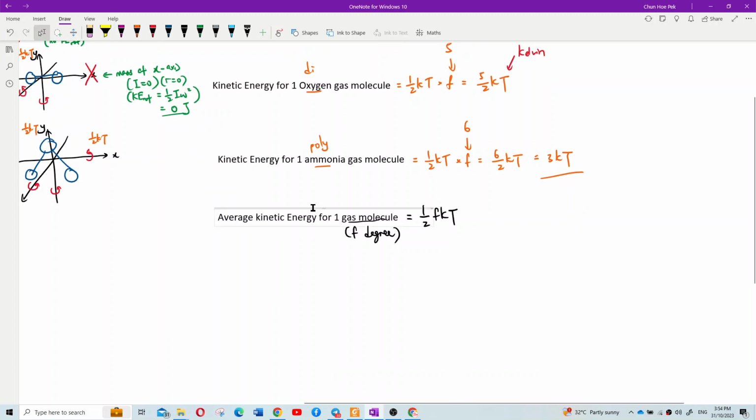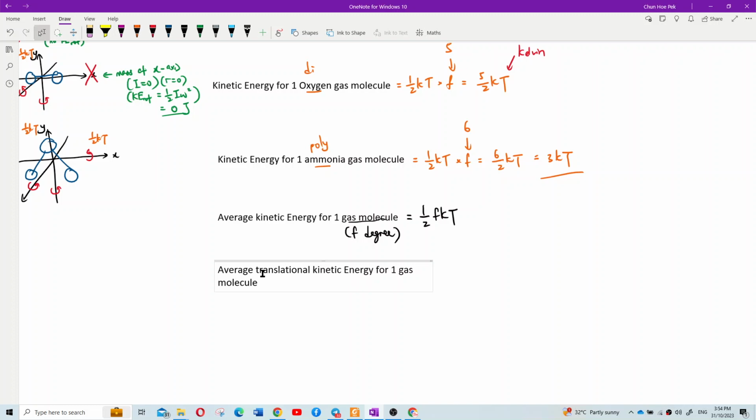Now, class, I want to modify the question even further. 1/2 fkT. Now, class, question. Let's say my question is, what is the average, sometimes the question says average translational kinetic energy for one gas molecule. What's the formula, class?